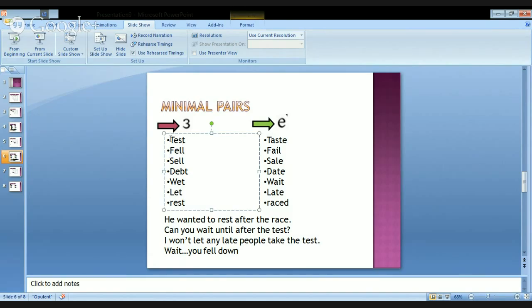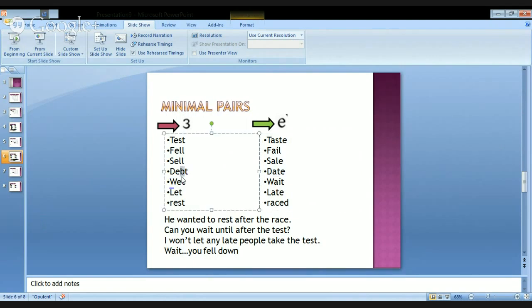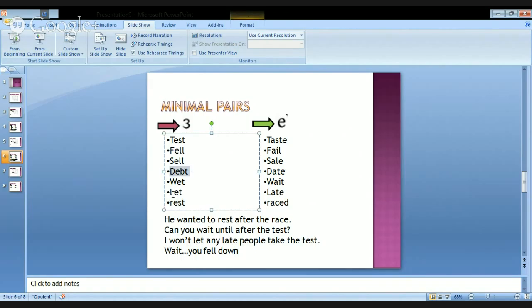Right? So, for example, we can say test and taste. Fell, fail. Sell, sail. Debt, date. Yeah, and in this word, actually, the B is silent, so it doesn't exist. Okay, so debt and date. Exactly. And do you know what debt is?